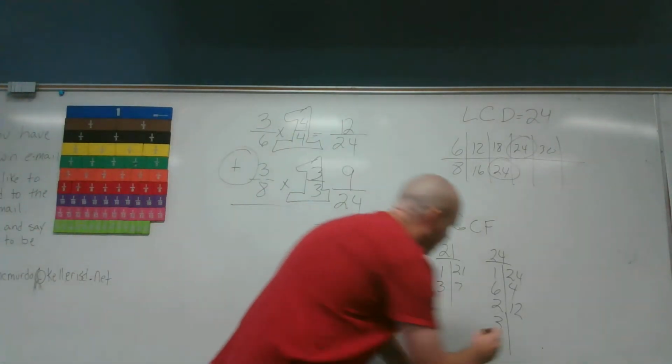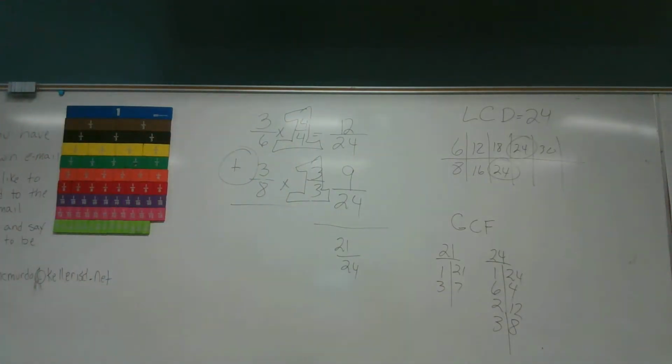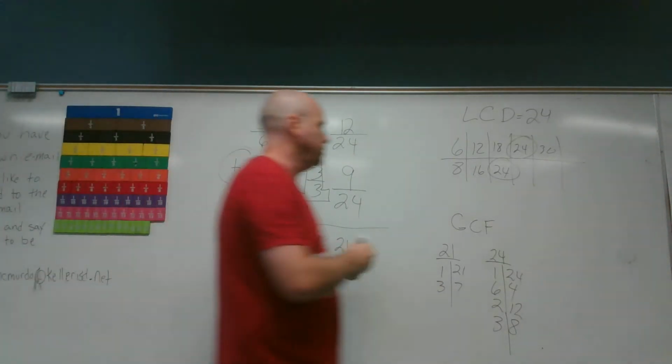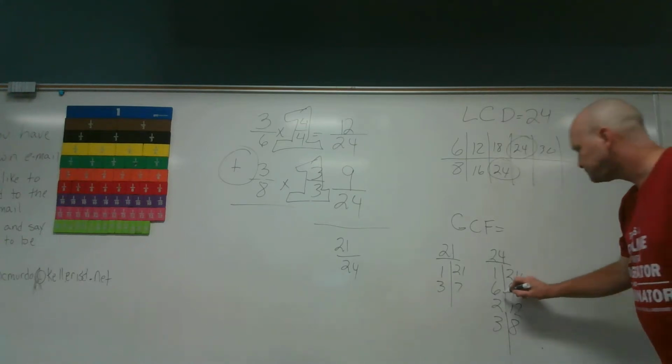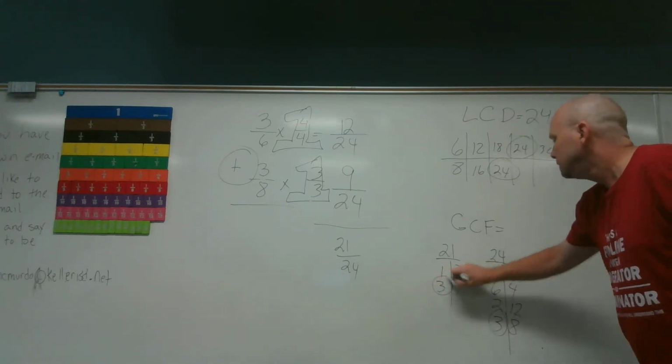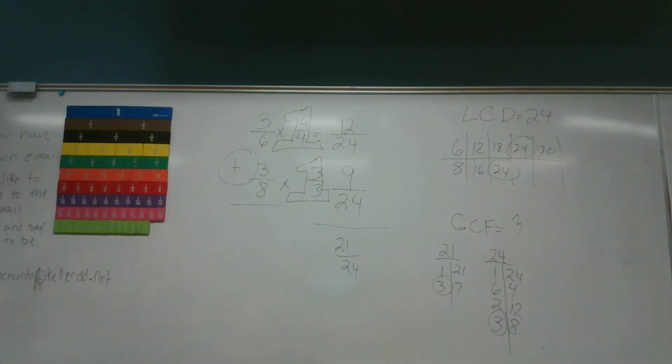Oh, 8. 3 times 8 is 16. Now, Erica, you told me that this was going to have a greatest common factor of something more than 1. So what is the greatest number that appears in both of these lists? 3. Boom. So 3 is our greatest common factor.